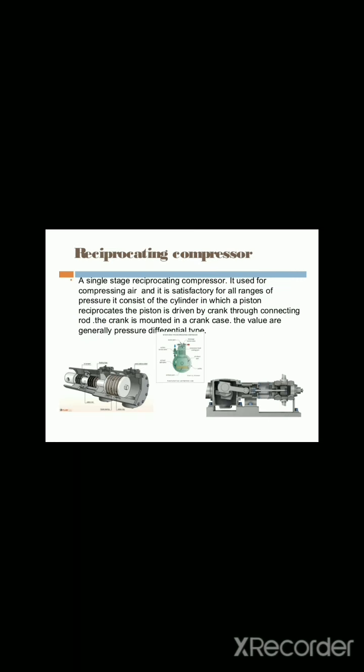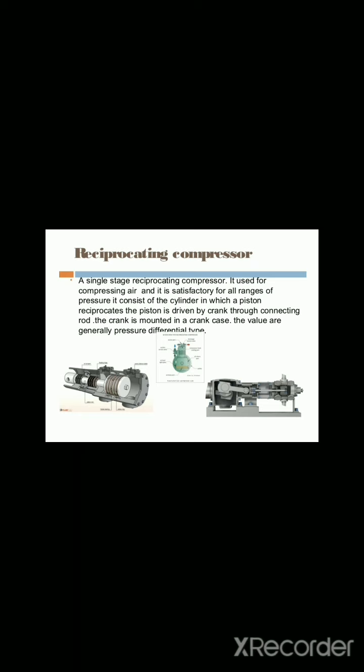Reciprocating compressor is a single stage reciprocating compressor. It is used for compressing air and it is satisfactory for all ranges of pressure. It consists of a cylinder in which a piston reciprocates. The piston is driven by a crank through a connecting rod. The crank is mounted in a crankcase. The valves are generally pressure-actuated differential types.